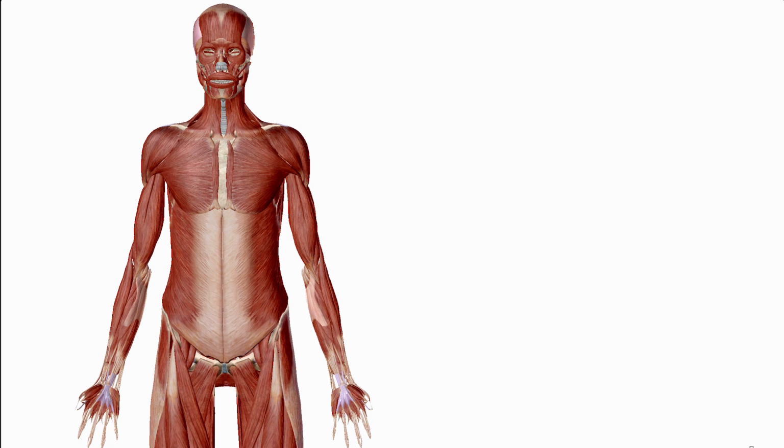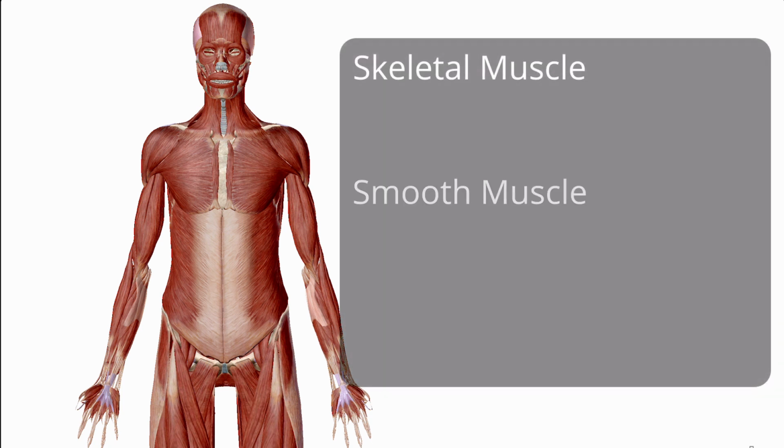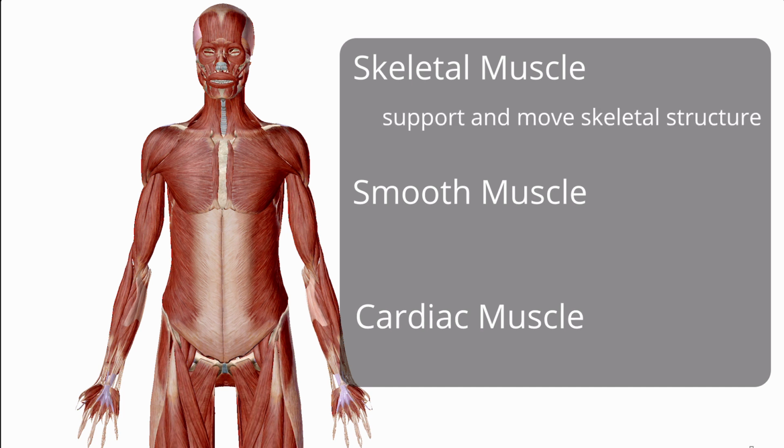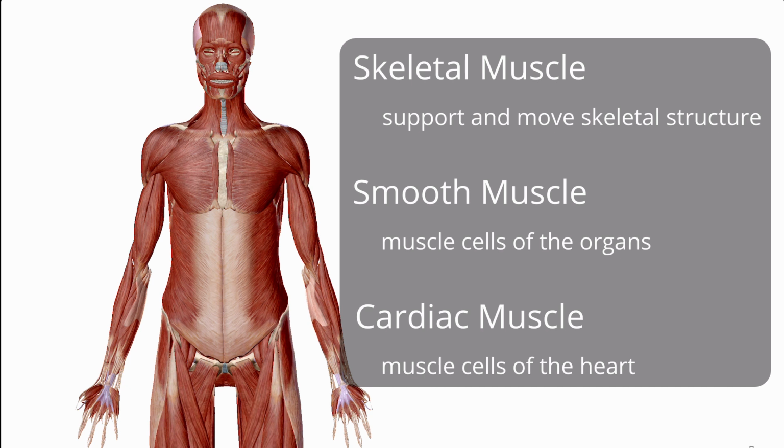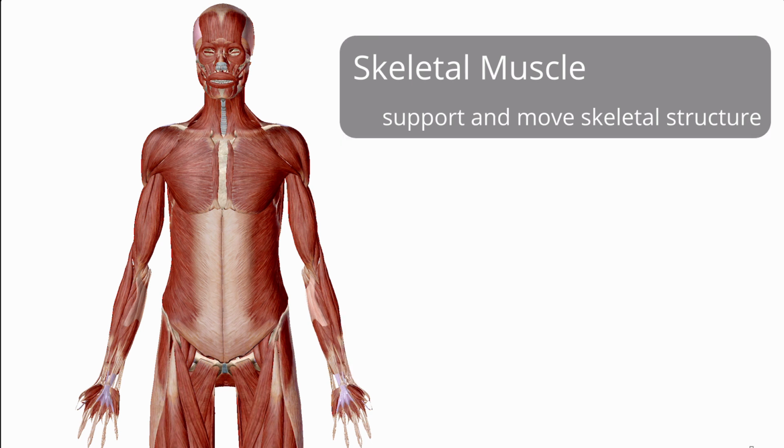There are 3 types of muscles: skeletal, smooth, and cardiac. In a nutshell, skeletal muscles are the muscles that support the skeletal structure and move it around. Smooth muscles are the muscle cells of the organs, and cardiac muscle cells are the muscle cells of the heart. The muscles we are going to talk about today are exclusively skeletal muscles.